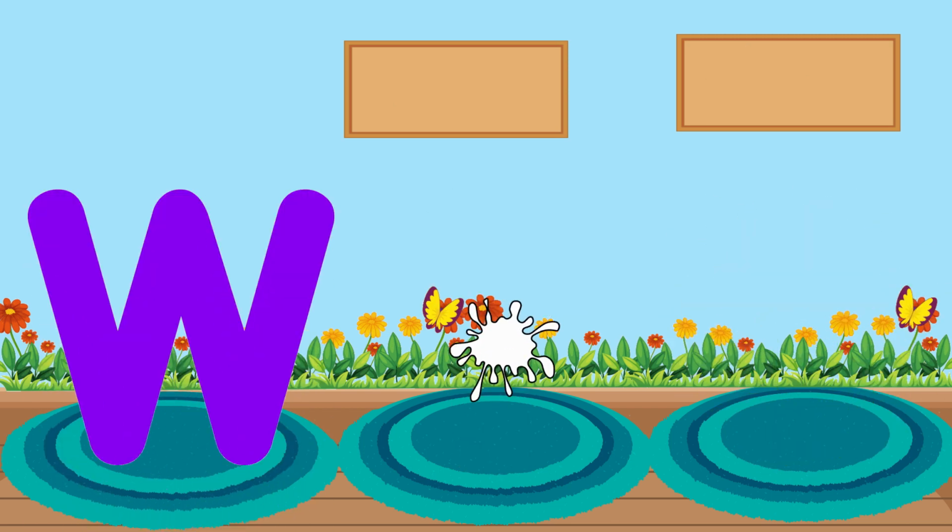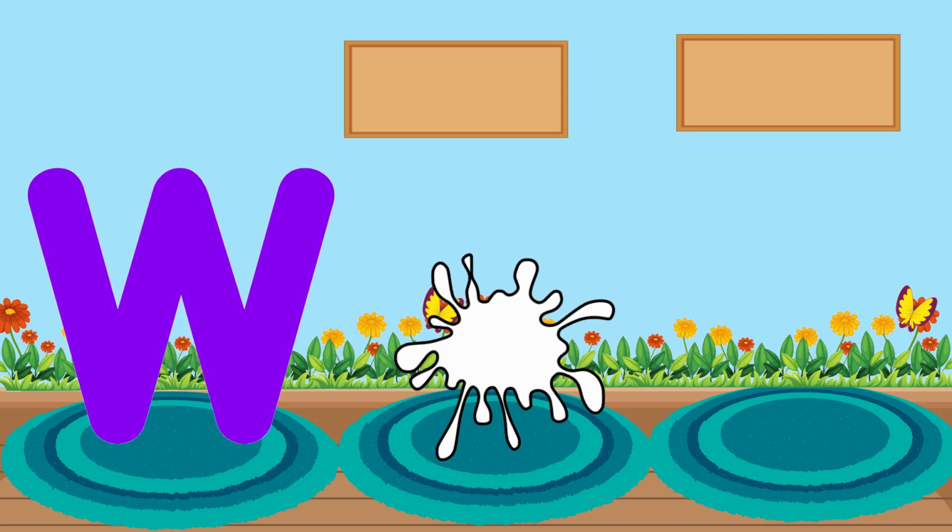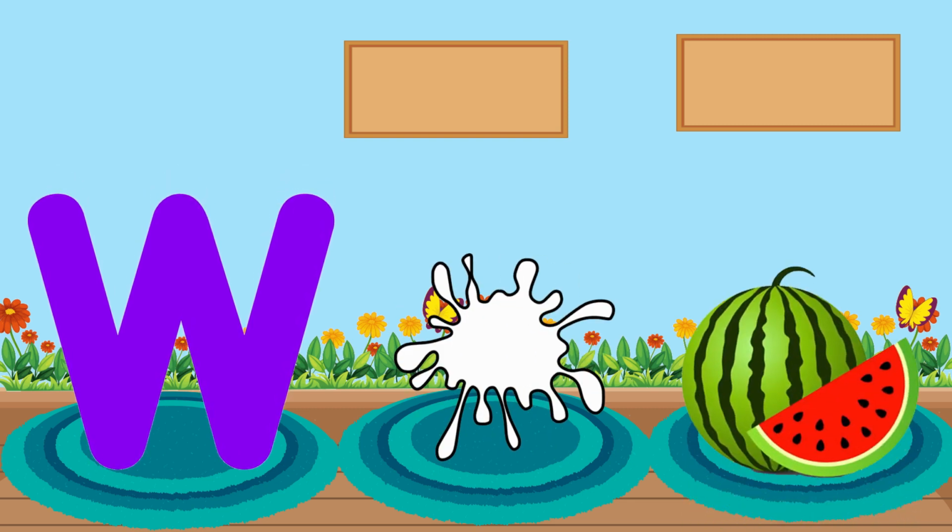W is for white. W, w, white. W is for watermelon. W, w, watermelon. W is for w, w, w, w, white. W is for w, w, w, w, watermelon.